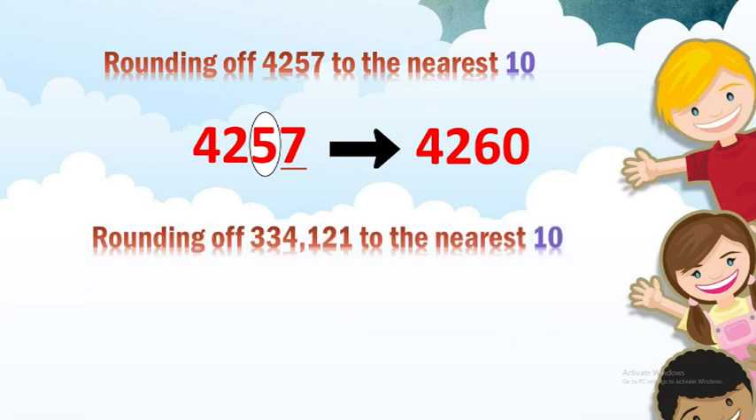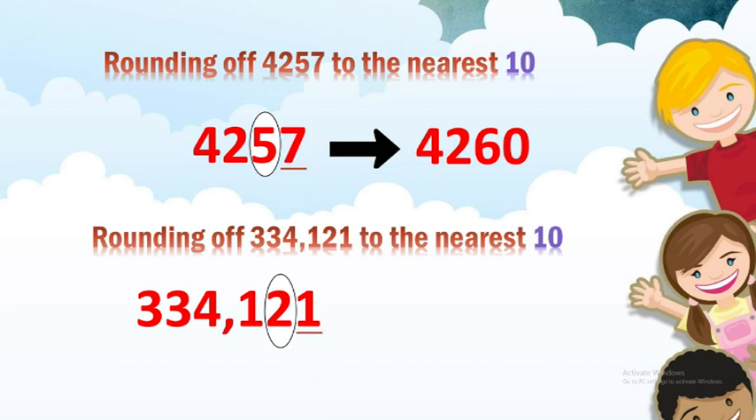Okay, now let's see the second question. Rounding off 334,121. So this one, you are also going to round to the nearest 10. At first, you have to find the place value. The place value of 10 is 2. So you have to circle 2, and the next number is 1. Very good. You have to look at the right side. Okay. The right side 1, you have to underline.